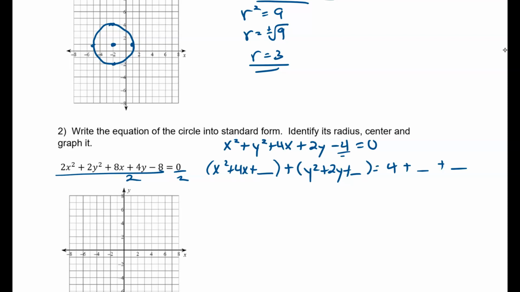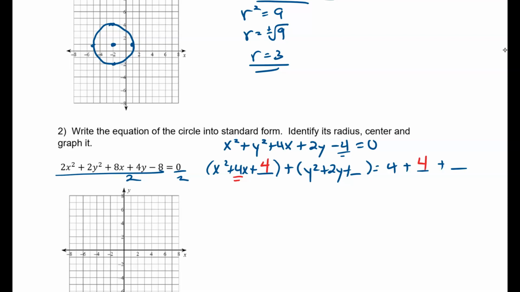Make sure you change that sign, and then you remind yourselves to add to both sides. So then we do the completing the square process. So let's look at the x squared plus 4x. You take your 4 and you divide it by 2. That gives you a positive 2, you square, it's a positive 4.